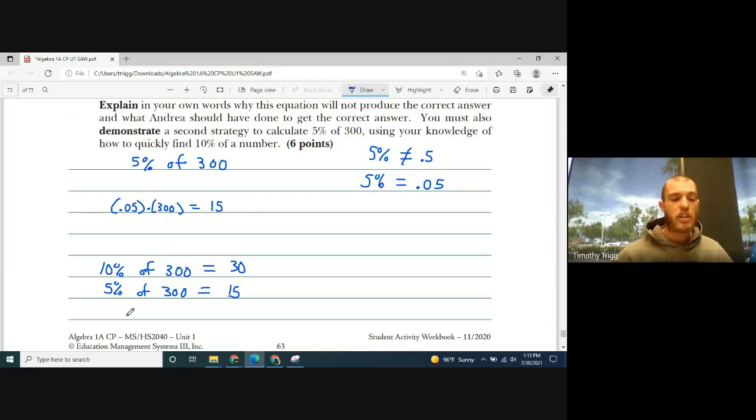By that same logic, you could easily find 20% of 300. It would be double whatever the 10% is, right? Okay, so you'd want to explain that in words as well. So in order to find 10%, we just cut off one zero. You're going to want to explain that. And 5% will be half of that. So you just want to explain that in a sentence or two as well.